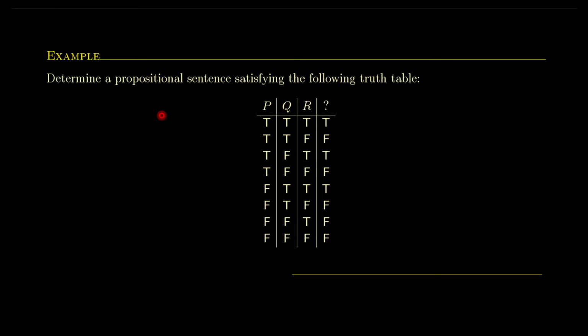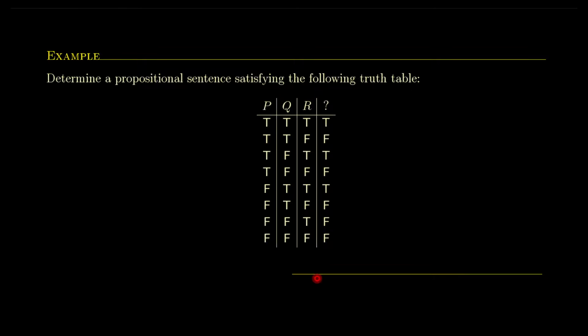This is an important example. So I hope that you understand what I mean here. I have given you 3 atomic propositions, P, Q, and R, and you see that I have arranged them as usual: 4 T's, 4 F's, 2 T's, 2 F's, and TF, TF. And then I have randomly distributed my T's and F's on the last column. I am asking you, can you tell me a compound proposition whose truth table is this?